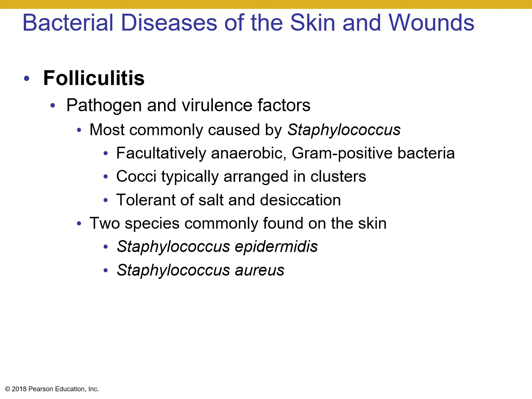Staphylococcus epidermidis is found on the epidermis, and Staphylococcus aureus, aureus means gold or golden, and oftentimes on nutrient agar it will have a yellowish appearance. Staphylococcus aureus is a pathogen when it enters a wound.